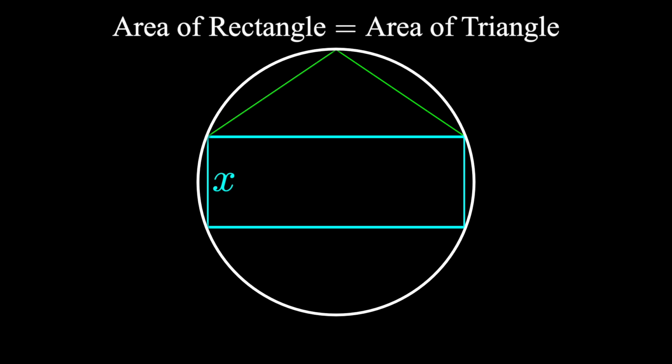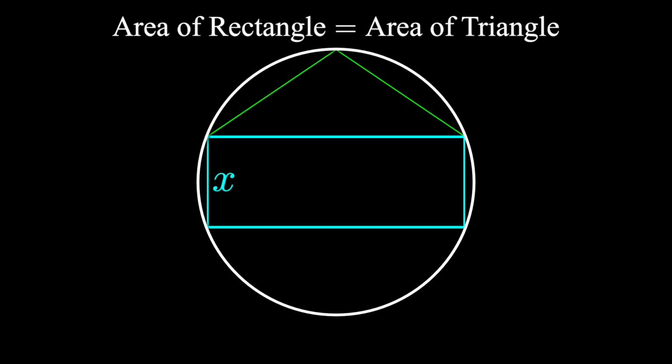Draw a circle with radius 1. Next, inscribe a rectangle along with an isosceles triangle so that they share one side. Call the length of the rectangle x. The question is, for what x is the area of the rectangle equal to the area of the triangle?